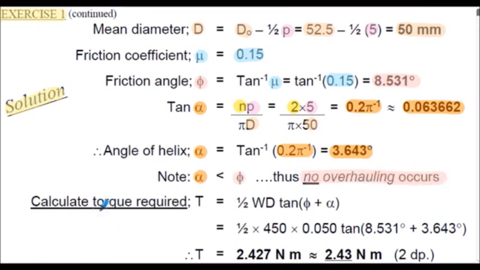We can now calculate the torque required to raise the load. We have the formula. We insert the values for load W, mean diameter, phi, and alpha. So the torque required is approximately 2.43 newton meters to 2 decimal places. That's the full solution for exercise 1.